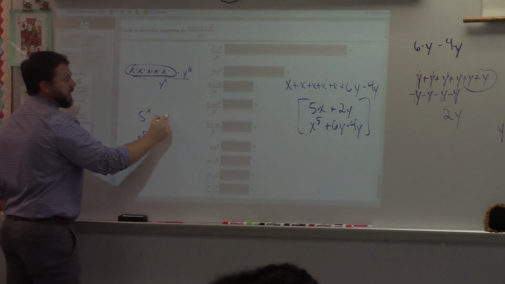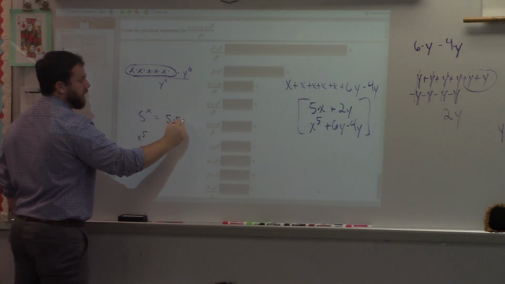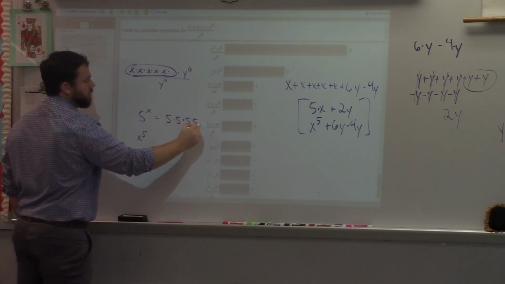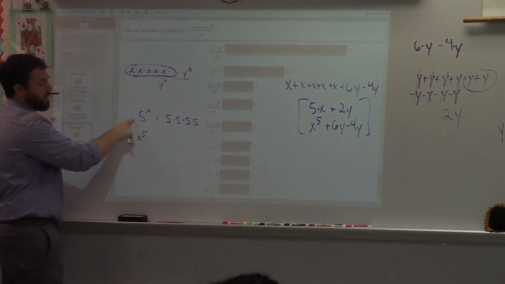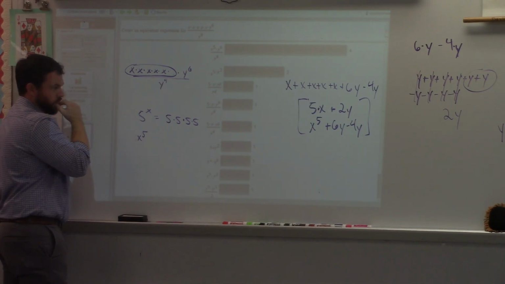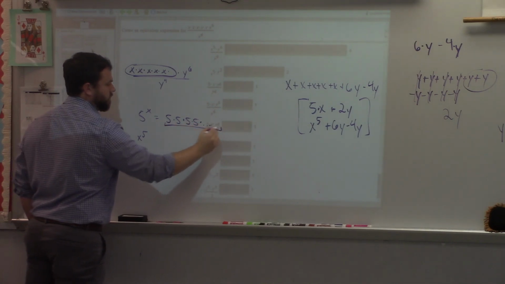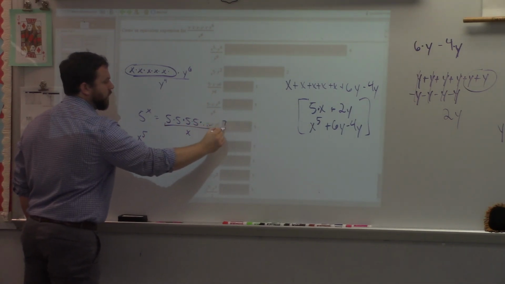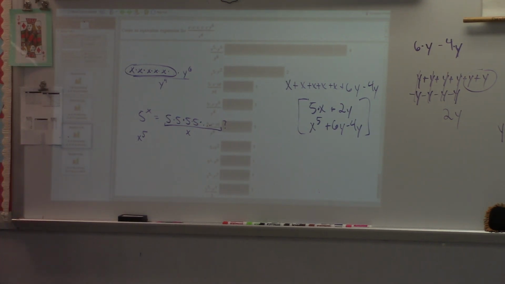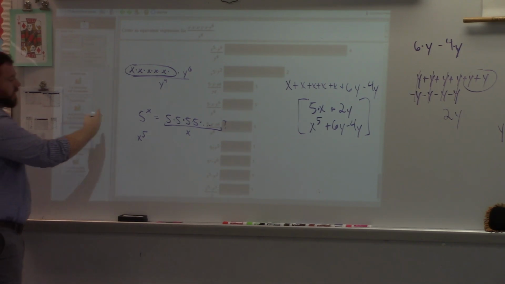5 to the x, don't forget, that means I'm multiplying by 5. How many times? 5 to the x? Yeah, we don't know, right? Like, when I say 5 to the x, I don't know how many times I'm multiplying by 5. So be careful with that, right? 5 to the x means I'm multiplying by 5, and I don't know how many times. X to the 5th is that.